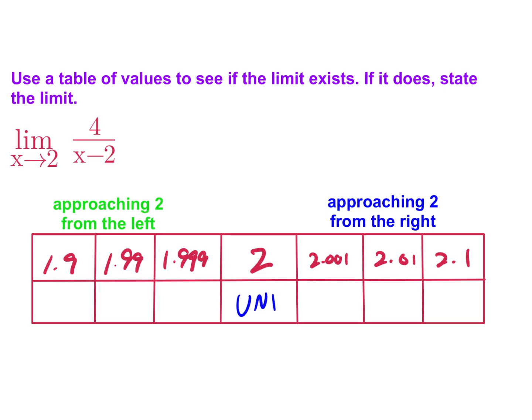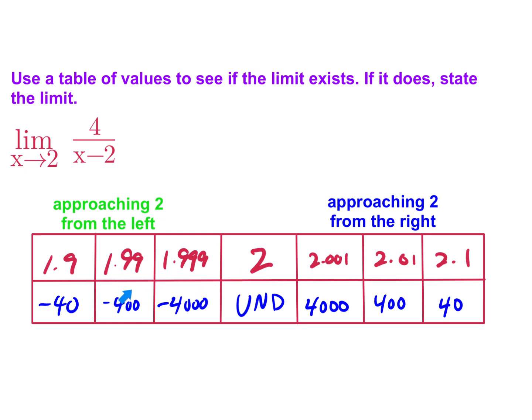This part we already said was undefined. And this is going to give me 4,000. This is going to give me 400, and this one is going to give me 40 when I plug those values in. This one is going to give me negative 4,000. This one's going to give me negative 400, and this one is going to give me negative 40. Okay. So here's what we can conclude.